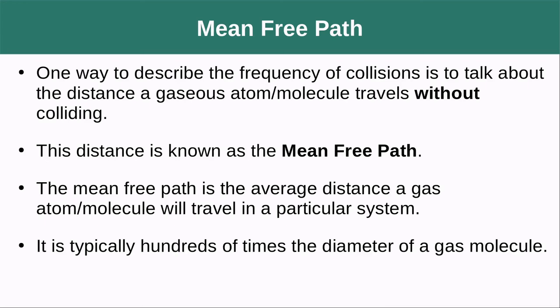So one way to describe the frequency of collisions is to talk about the distance a gaseous atom or molecule travels without colliding. This is known as the mean free path. The mean free path is the average distance a gas atom or molecule will travel in a particular system before it hits something and collides. It is typically hundreds of times the diameter of a gas molecule.